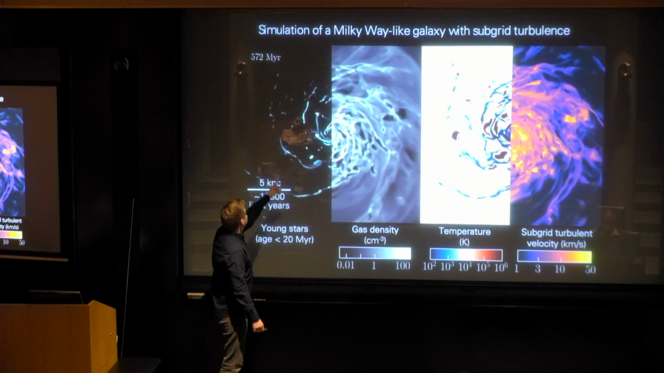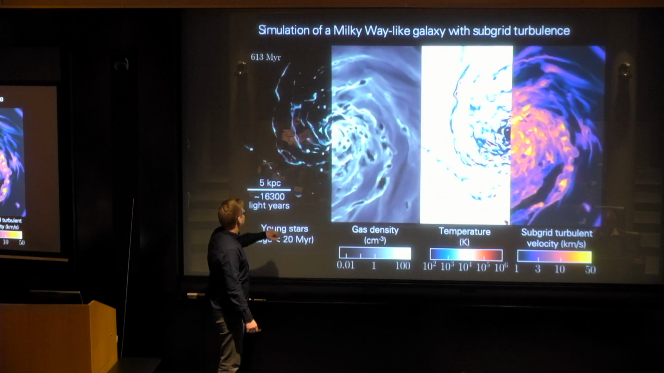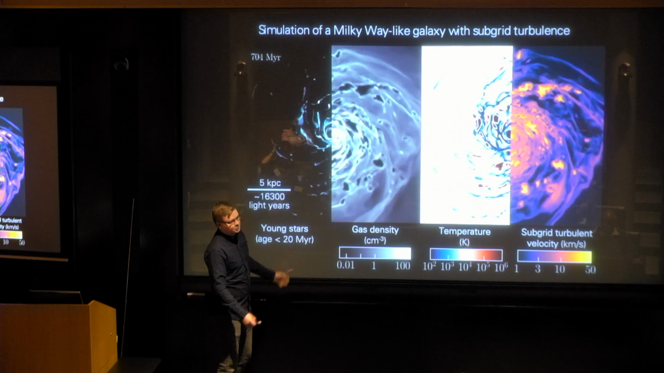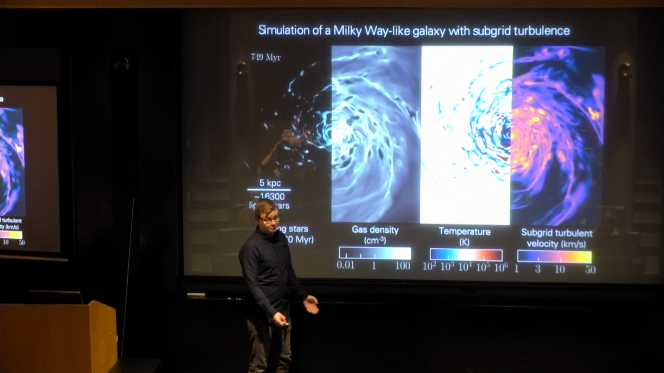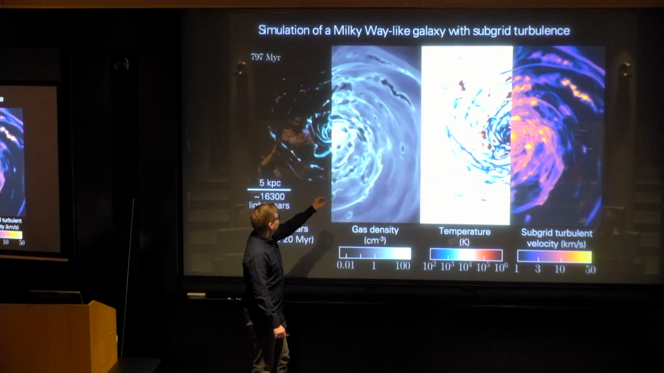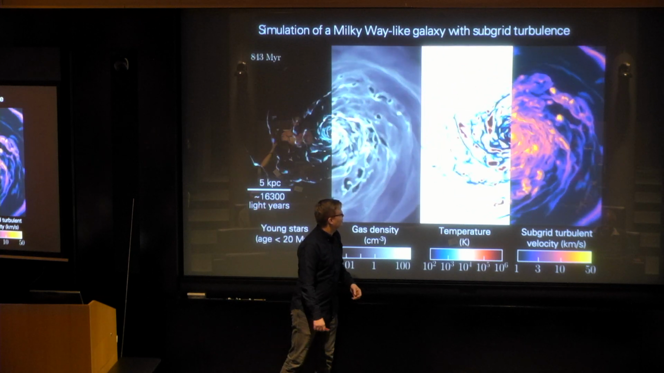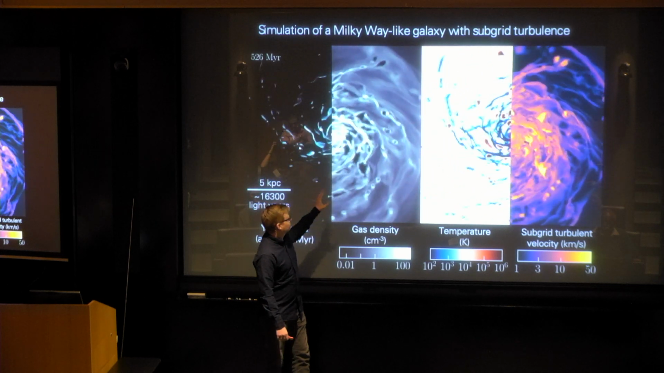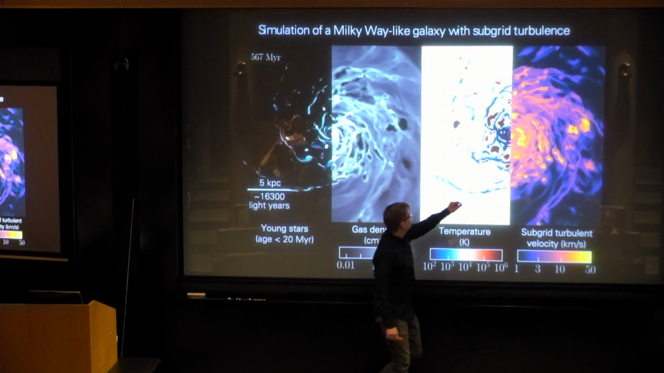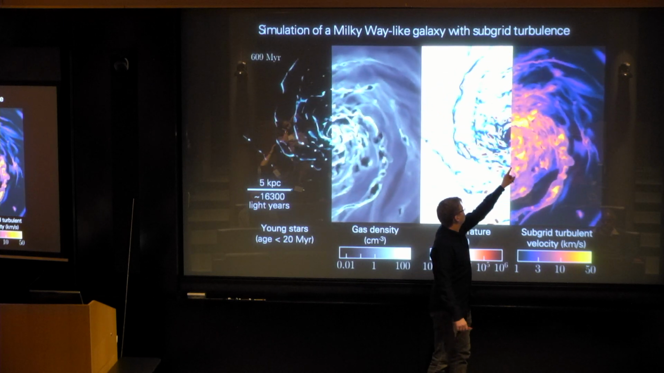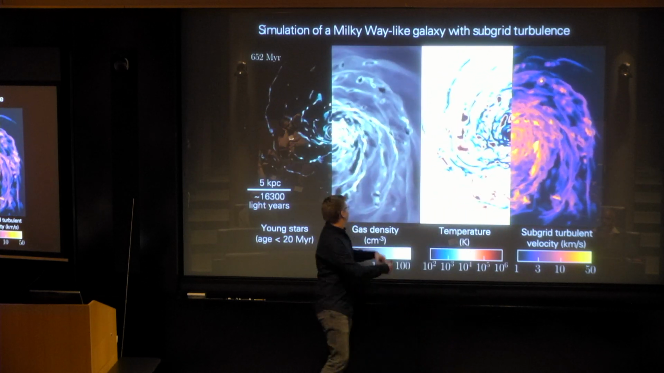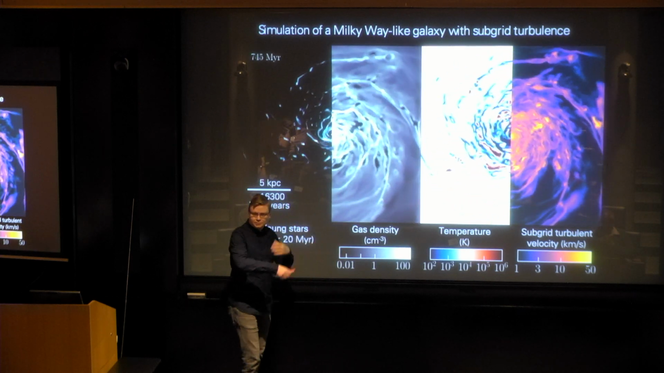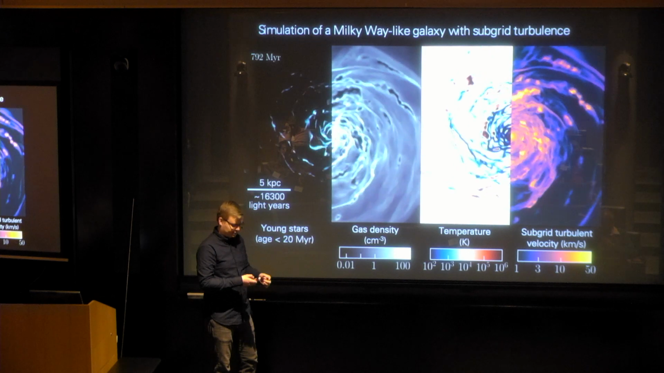So this panel shows where the young stars are, and we can see that stars are forming along these dense spiral arms. We can also see the effects of feedback on the overall structure of the interstellar medium. Young stars explode as supernovae and create these bubbles of very hot and very turbulent gas. They destroy some of this dense gas and create this overall flocculent structure with turbulence on large scales.